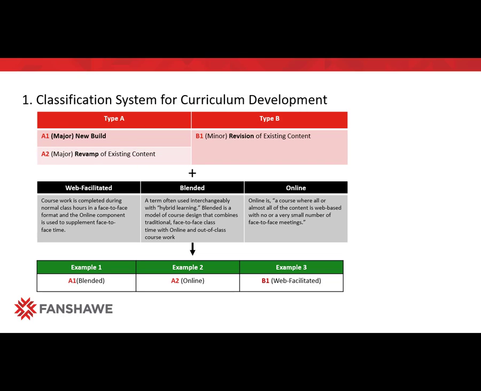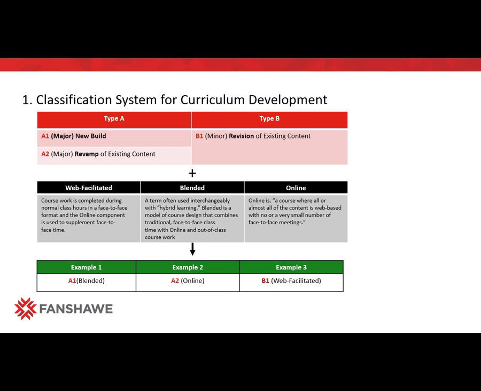A1 and A2 are considered major in that they both require the course developer to build out the content using a fresh FOL course shell as a starting point. Type A2, revamp of existing content, includes the migration of content from an existing FOL site that is not currently using or leveraging the Quality Matters or QM blueprint into a new shell that has been set up with the QM blueprint. Video 5 of this video training series will provide an overview of the QM blueprint as well as the associated HTML templates.